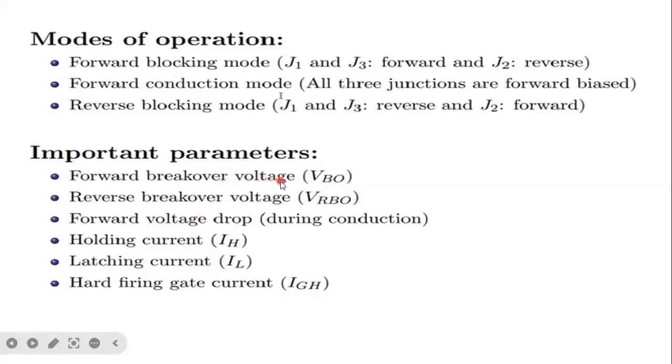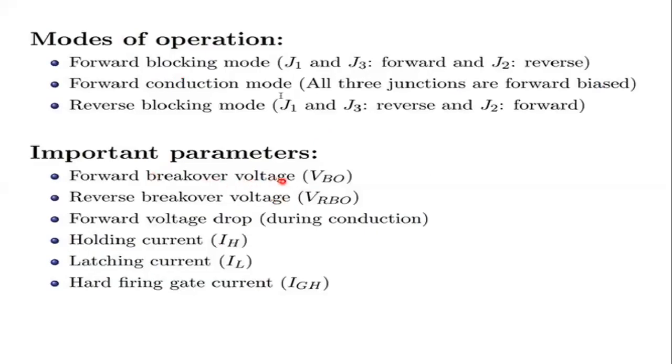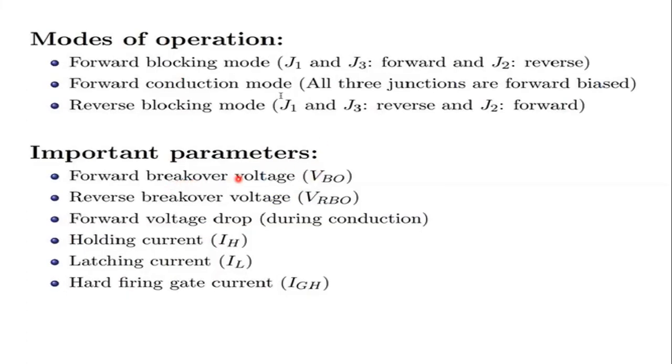Forward breakover voltage is nothing but this: even though the gate current is 0, by applying the maximum value of anode voltage, we can turn on this device. That is called forward breakover voltage. Understood? Even though the gate current IG is equal to 0, between anode and cathode, by applying the maximum value of anode voltage, we can turn on this device. That is called forward breakover voltage.